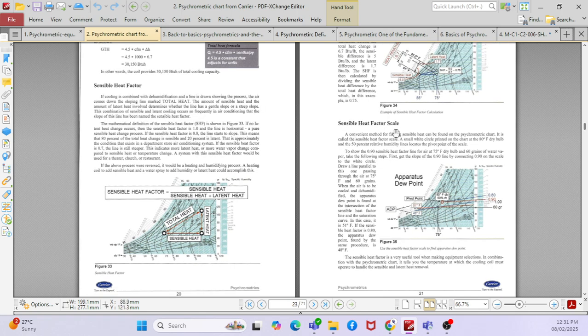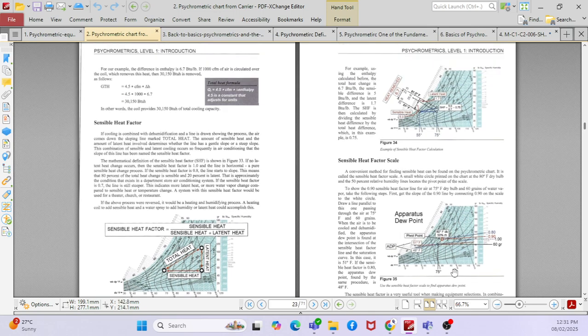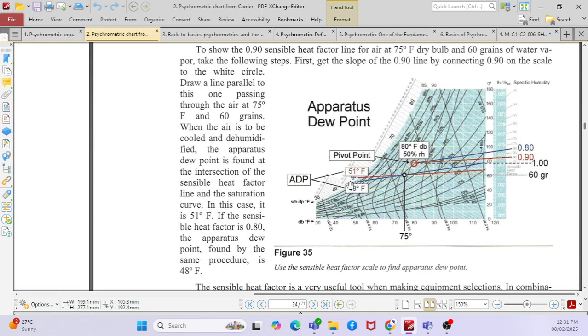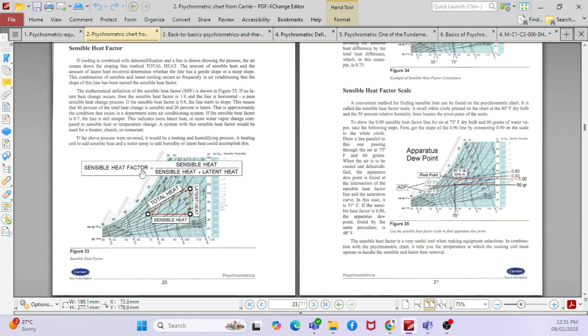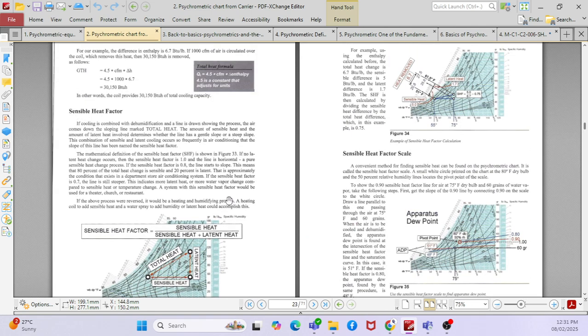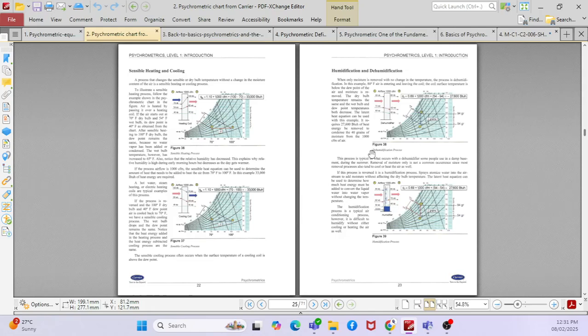Then the sensible heat factor scale, apparatus dew point temperature. Can you measure the apparatus dew point temperature based on the sensible heat factor? If you go to the psychrometric chart, you will find a semicircle. Based on the semicircle in the psychrometric chart, you can find the inclination. Based on that inclination, you can find out the ADP, right?